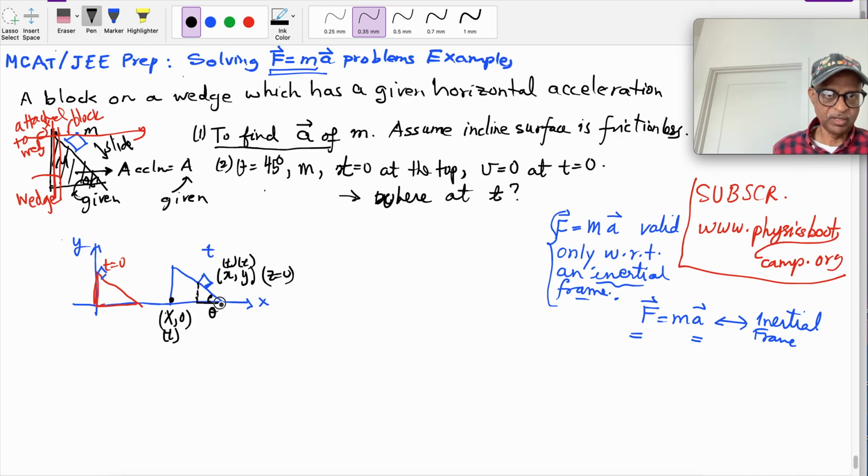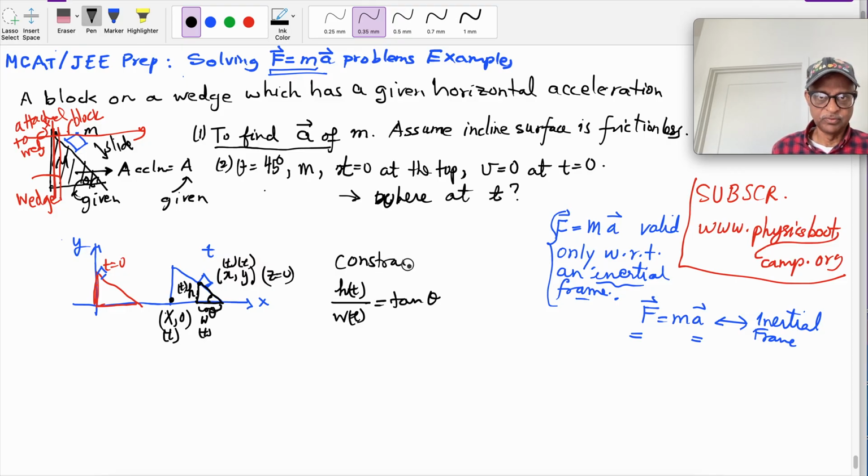So let's look at this triangle. Let's call this the height, and this part I'm going to call the width. So if I take h, now h will be changing. h will be a function of time, and this distance will be a function of time. But their ratio will be equal to tangent theta. So this is our constraint, and that will make these guys not independent.